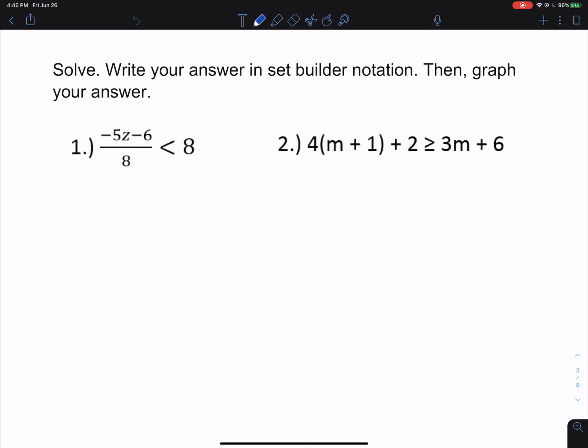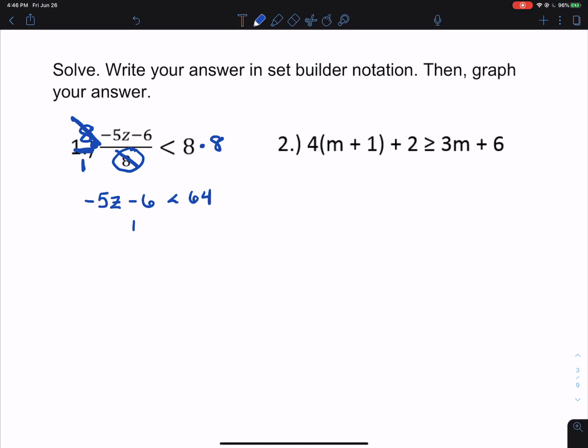8. Now we saw when we solved equations, the first thing we need to do when we have a fraction is get rid of the denominator. And to get rid of that denominator, we multiply by the least common denominator. In this case, our denominator is 8, so I'm going to multiply both sides of the equation by 8. Remember, if it helps, you can write it as 8 over 1 to remind you that those 8's are going to cancel out. So we'll just be left with the numerator on the left-hand side, negative 5z minus 6, is less than 64. Now I'm going to solve this like I would an equation to get that z by itself.